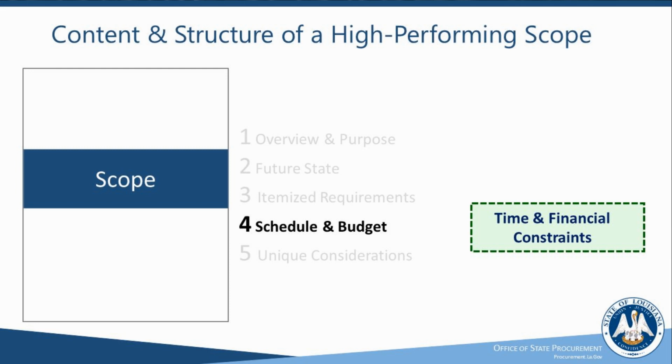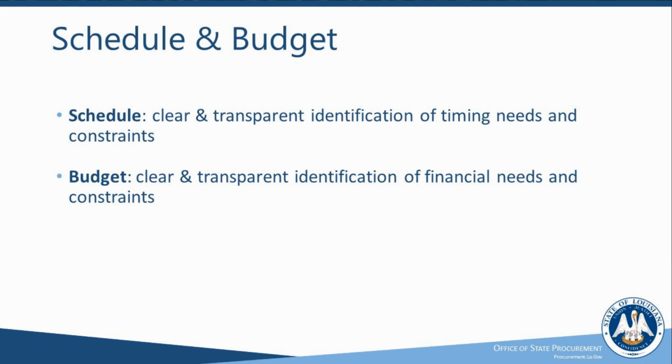Number 4 within your scope are your schedule and budget constraints. In general, it is advisable to publish your schedule expectations and your budget expectations. All internal agencies should consult with their procurement professionals around this and when it is best to publish each of these items. But almost in every case, the schedule should be clearly and transparently identified, especially if there are different phases that are to be described in that schedule. It's not always just one scheduled date. Sometimes it's different phases and milestones.